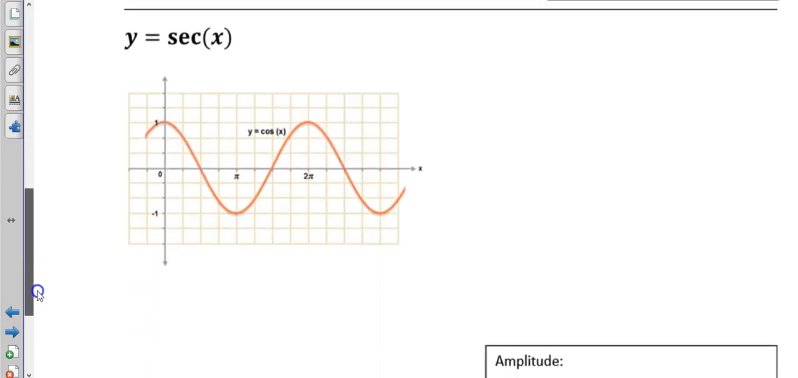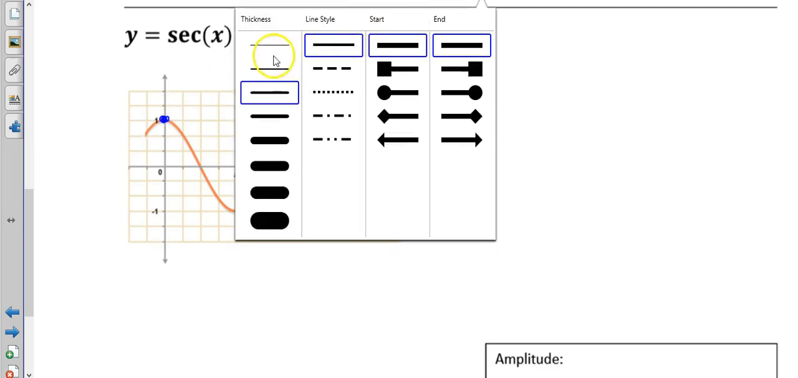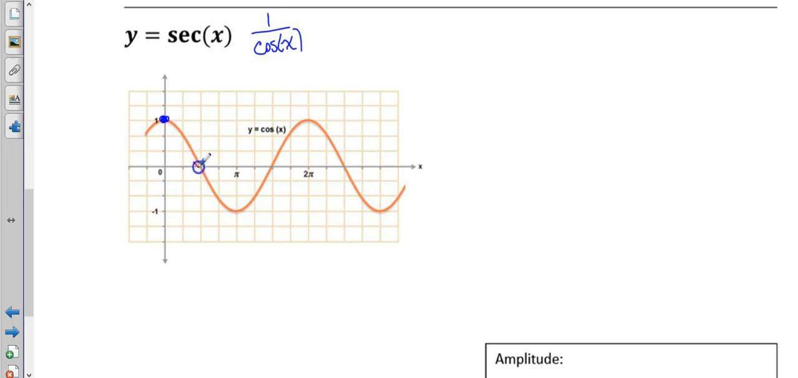Cosecant is all done. Secant works literally the exact same way. So here, let's just make a note. We're talking 1 divided by cosine of x. 1 is going to be fine. But everywhere cosine is 0, that's going to be no good. That will be an asymptote. For cosine, wherever cosine is 0, that is going to be an asymptote for secant.